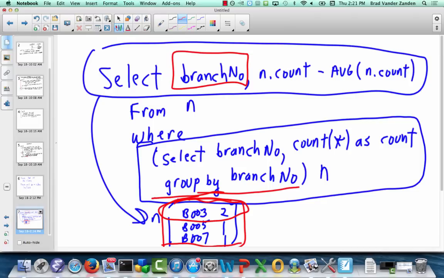Does everyone understand why branch number is really not part of the group by clause the way you might think it is? That it's in the outer query, not in the subquery? Okay. So this won't work. You have to do it another way. Remember, as a hint, look into the subquery slides.